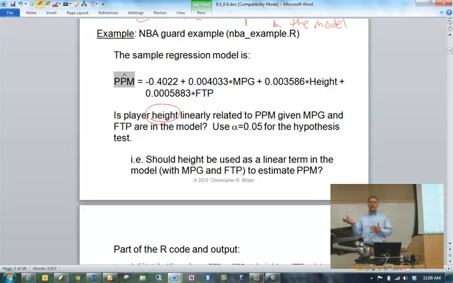So what this is saying is this. Given that you do have these other 2 variables in the model, does PPM increase in a linear manner with height? Or does it decrease in a linear manner with height? As a basketball fan, if there is an association here, I would expect it would increase. As height goes up, you would expect the player maybe to be a better basketball player because they can see over other players and shoot the basketball more easily, perhaps. Let's use alpha 0.05 to do this hypothesis test.